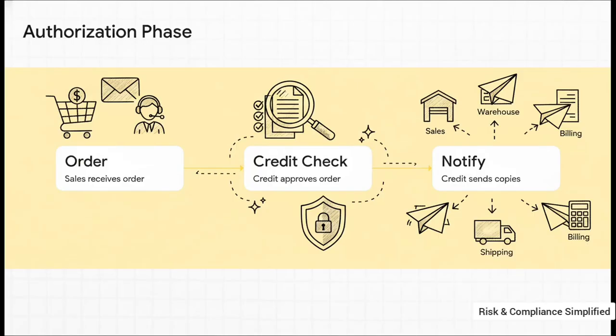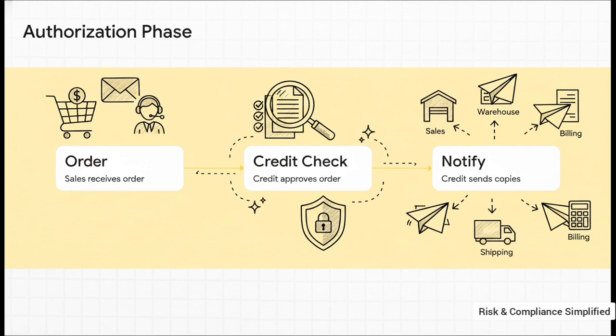First up, the sales department receives the order for those industrial servers. But, and this is key, sales doesn't get to approve it. Why? Well, they might be tempted to sell to literally anyone just to earn a commission. Instead, the order goes over to the credit department. Credit performs a background check and approves it.